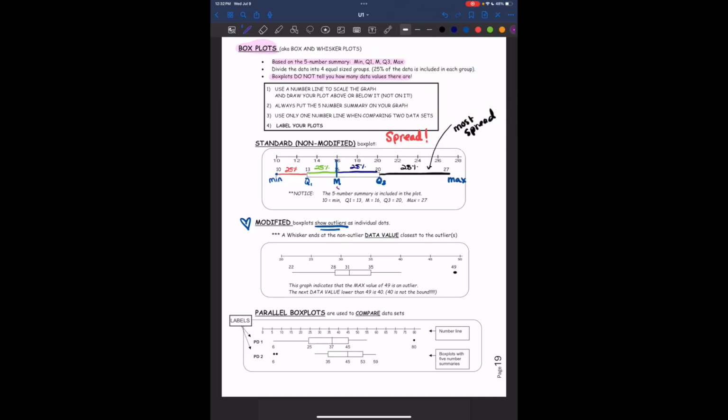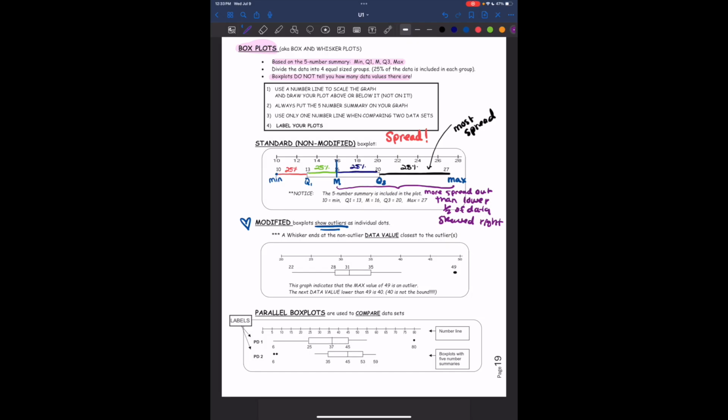This whole upper half is more spread out than the lower half of the data. And so we could say that that's skewed to the right because the tail is more spread out on that side.